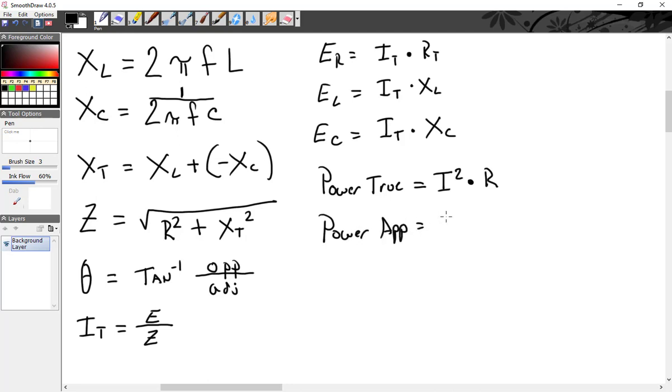Apparent power is I squared, I times Z squared. And the power factor equals true power over apparent power. Apparent power, true power, power factor, X of L. Well, that looks like everything you need to know.